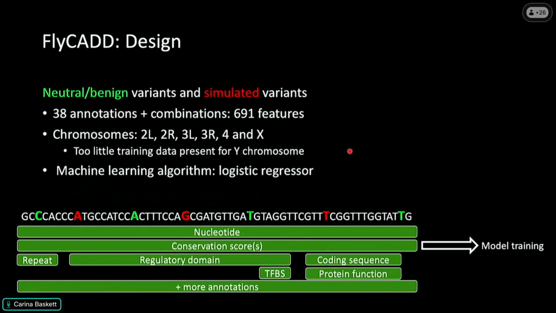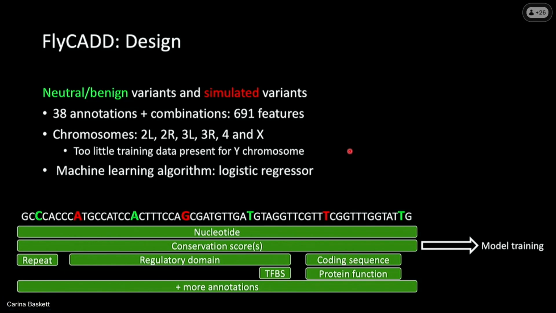And what FlyCat is doing, what the algorithm is going to do, is that it's basically going to compare these two sets: the neutral benign variants and the simulated variants. And it's going to look at different annotations that we have, and learn which annotations are associated more with one set or with the other set. So we had 38 different annotations, and we also made combinations of different annotations, resulting in 691 features that the model used. And this was done for almost all chromosomes, except for the Y chromosome, because there was too little training data available.